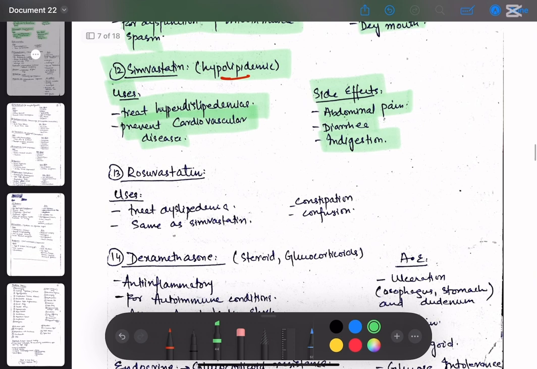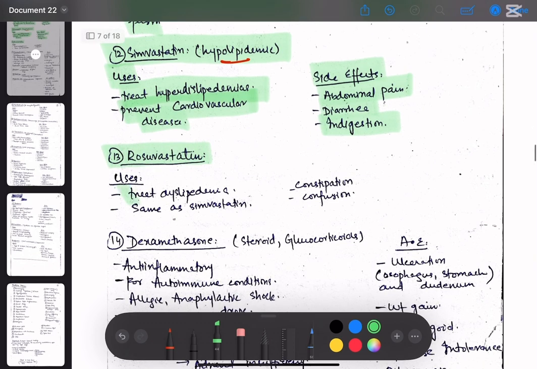Now the 13th drug is rosuvastatin. It is used to treat dyslipidemia, and its uses are the same as simvastatin, and the adverse effects are constipation and confusion. So rosuvastatin and simvastatin are similar drugs. It is used to treat hyperlipidemias, as these are hypolipidemics, and these are used to prevent cardiovascular diseases, and the adverse effects are constipation and confusion.